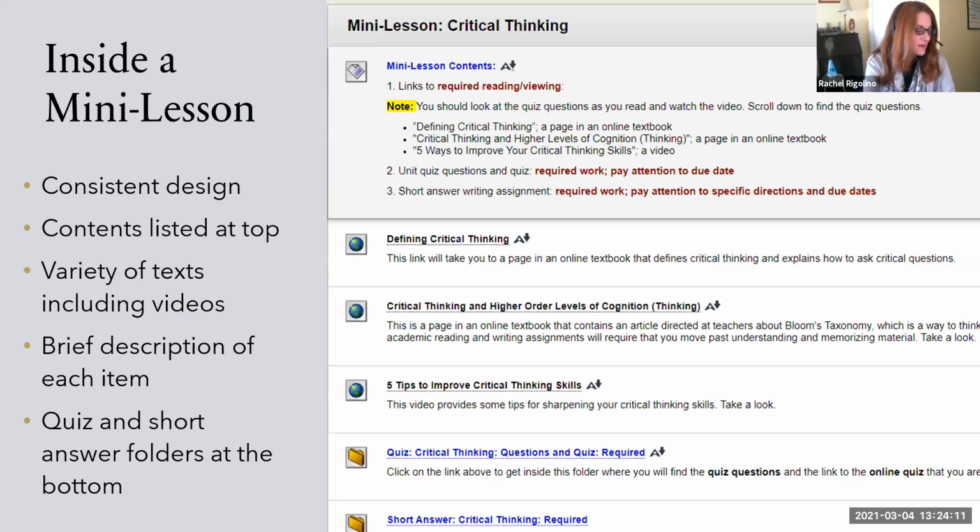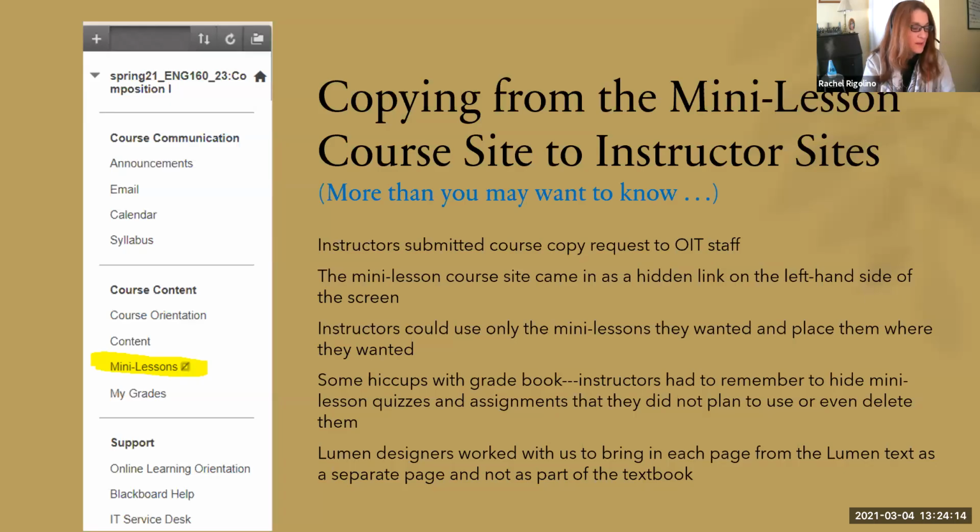So the Lumen OIT people, and I think her name was Carrie, she helped me to take away those buttons so they came in, I don't know, through the magic of LTI. I have no idea what she did, but she made it so that each page was a separate artifact. It was isolated and students couldn't just take off and go through the textbook. So that was a tremendous, tremendous thing for me.